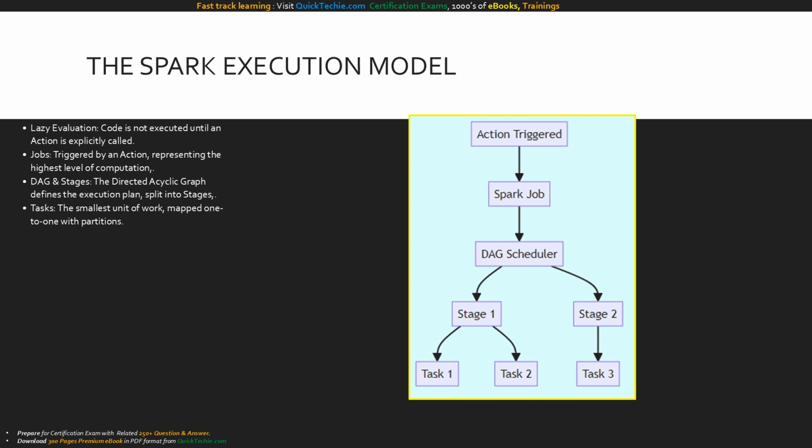You start at the top by triggering an action. This creates a Spark job, which is handed over to the DAG scheduler. The scheduler breaks the overall job down into logical stages. Think of a stage as a phase of work where data doesn't need to move across the network. Finally, the stages are split into tasks. A task is the exact, smallest unit of work that gets sent to an executor to process a single partition of data.